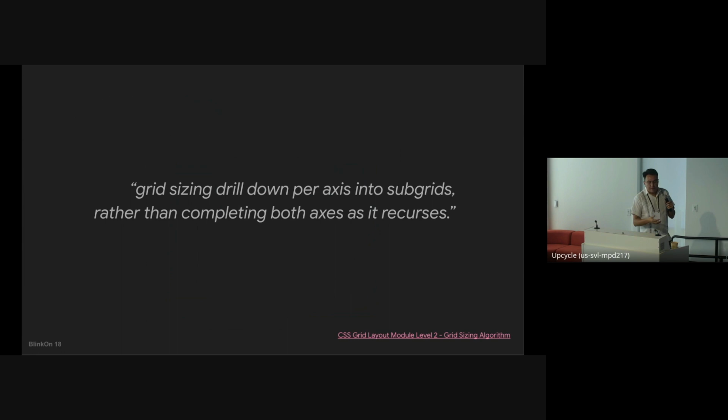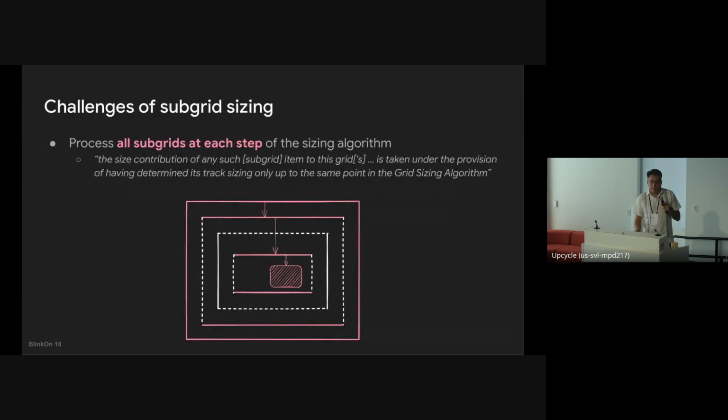But fortunately, the spec clarifies a lot with this bit: grid sizing drills down per axis into subgrids rather than completing both axes and recursing. And that pretty much means that we need to process all of the subgrids at each step of the sizing algorithm sequentially. In this example from before, instead of trying to finish a full run of the sizing algorithm and then going to the next subgrid, we want to perform only the first step.